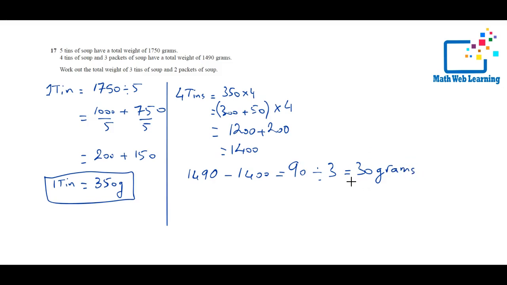All right. And what do I do now? I need to go to this last line. 3 tins. I need to find 3 tins. So 3 tins equals 350 times 3. Again, you could do long multiplication, or if you don't like that, just do it by partition. So 300 times 3 is 900, plus 50 times 3 is 150, and you get 1,050. And you do 2 packets of soup, or 2 packets.